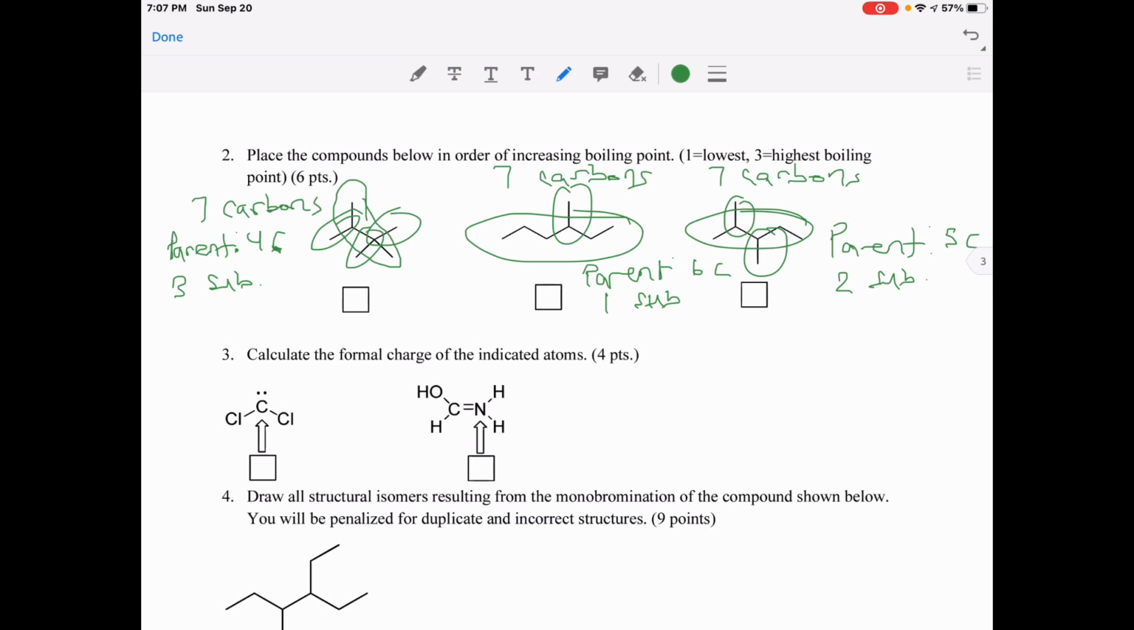We find that since this has the largest parent chain with the least number of substituents, it has the highest surface area. So we can list this as having the highest boiling point. The compound on the right has the second longest parent chain, and 2 substituents, and so it's more spread out than the compound on the left. That means it has the second highest surface area, so it would have the second highest boiling point. Lastly, we would have the compound on the left.